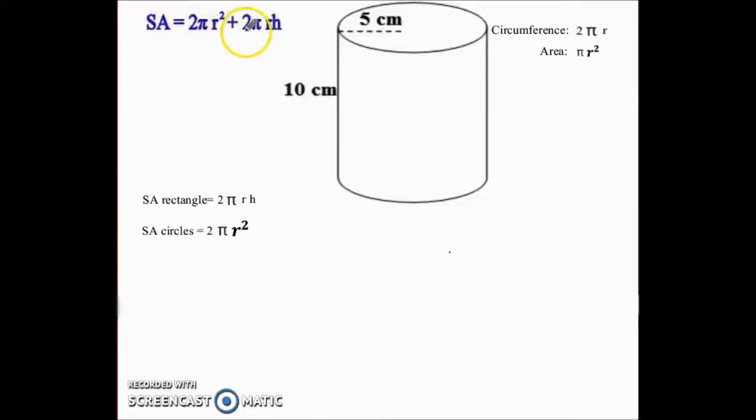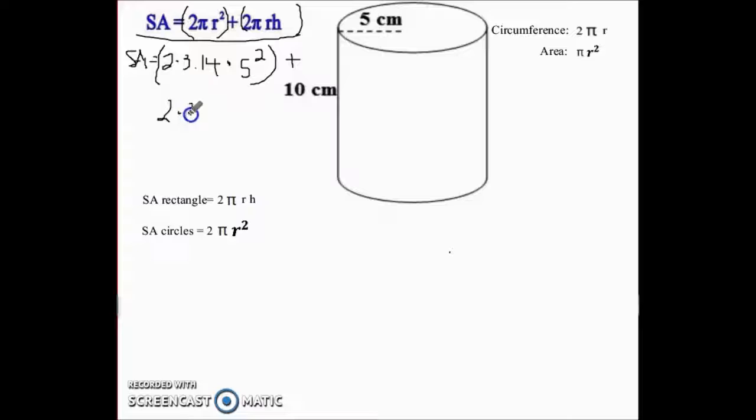If you feel like you need another example, here's another example. We're just going to use this formula, and we're going to use this cylinder. So the surface area of the cylinder is 2 times pi times this radius squared. That's this part, plus this part. 2 times pi times the radius times the height of the cylinder. The height of the cylinder is 10.